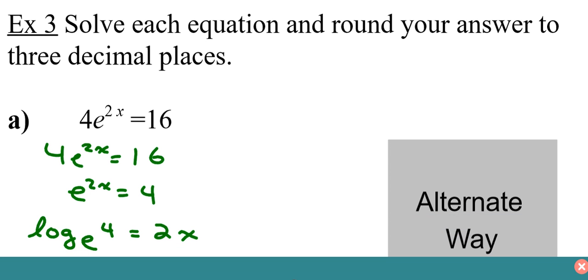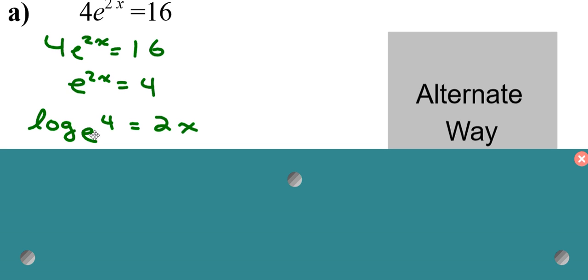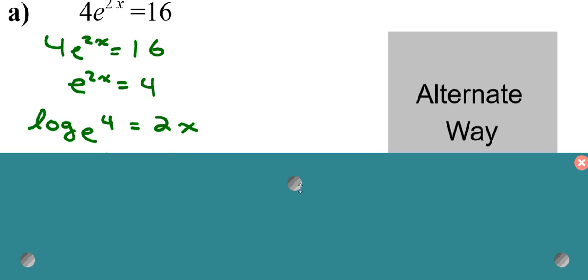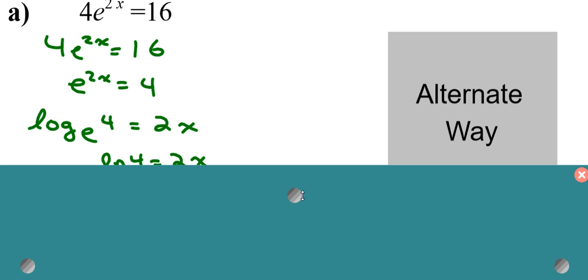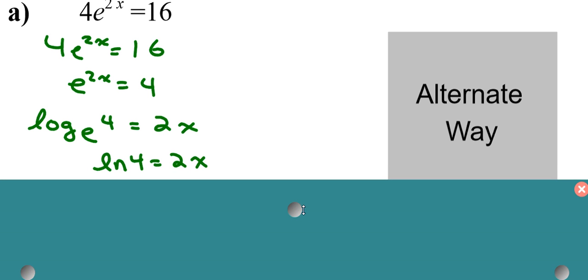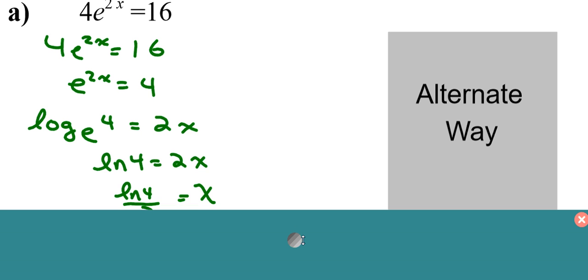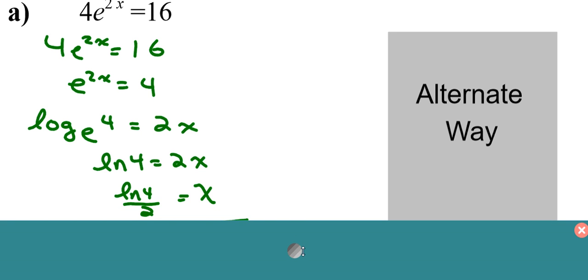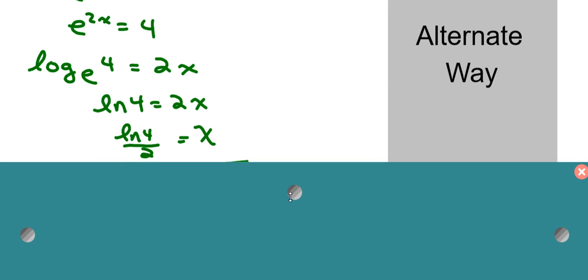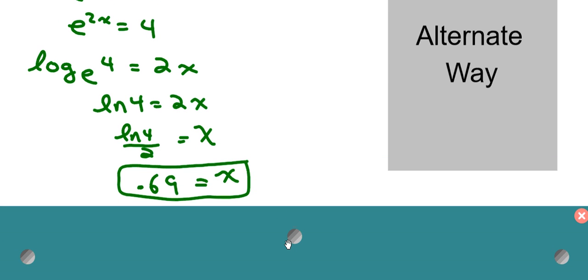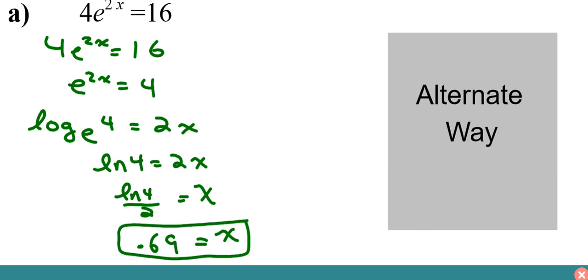Once again, the base of an exponent is always the same as the base of our log. And the 4 goes over here, and the 2x goes there. So I'm just repeating something that you've practiced many times. And so now we're like, oh, log base e, well, that's natural log, right? And so now we're solving for x, so we're going to divide both sides by 2. And this is when we pick up our calculator. When we've isolated x, we put natural log of 4 divided by 2, and we get 0.69.